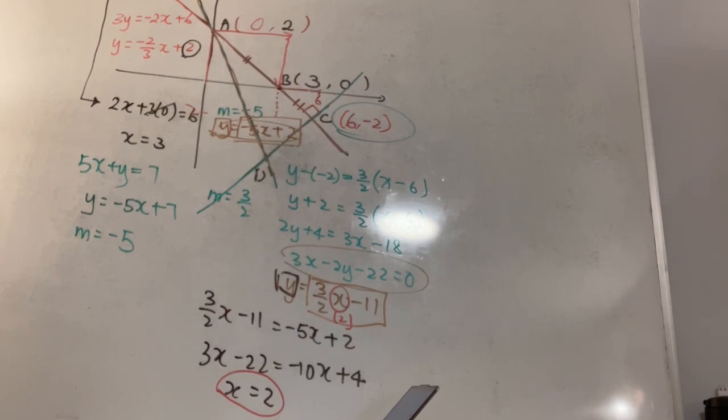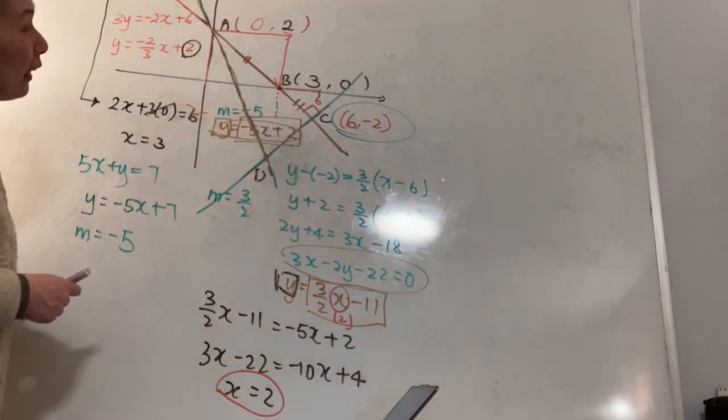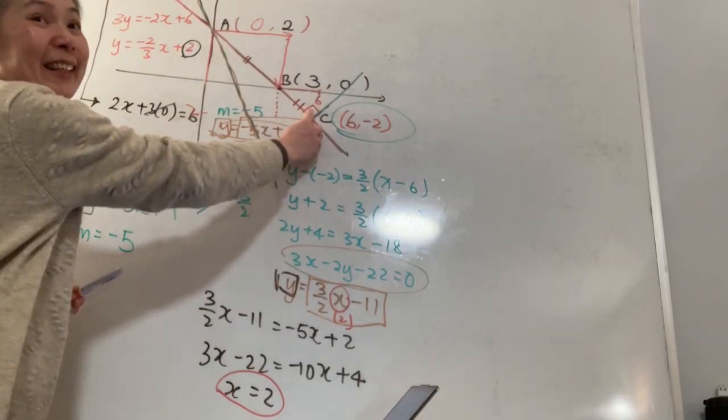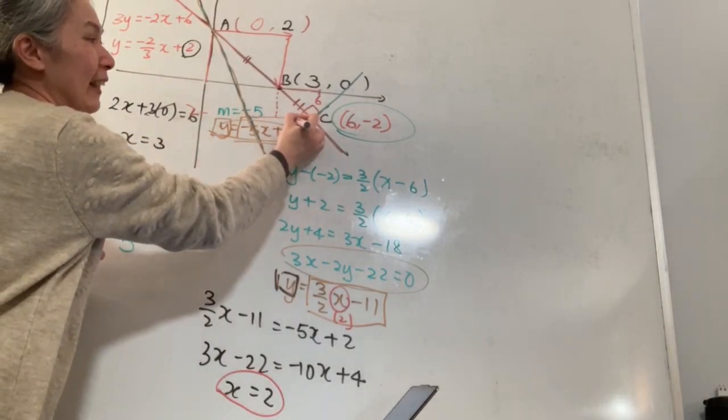Okay, and the last part, you want to find the area of the triangle A, C, and D. What type of triangle is that? Triangle ACD. You have a right angle here, that means this angle has to be a right angle. So it's a right angle triangle.